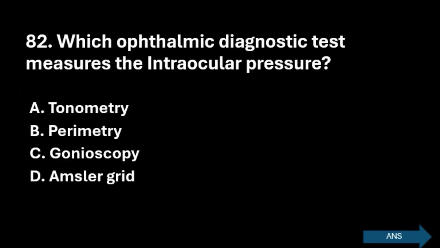Next question. Which ophthalmic diagnostic test measures the intraocular pressure? Option A, tonometry. Option B, perimetry. Option C, gonioscopy. Option D, Amsler grid test. So the right answer here is option A, tonometry.